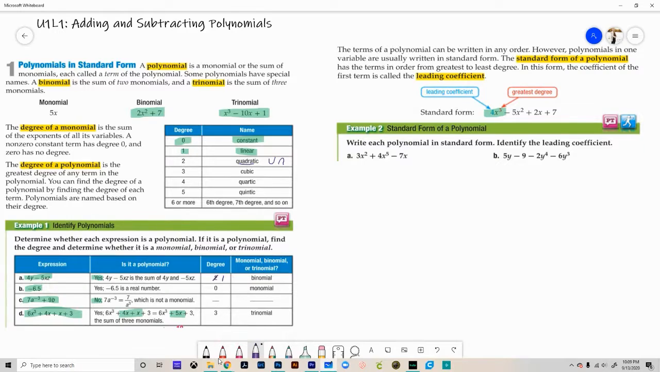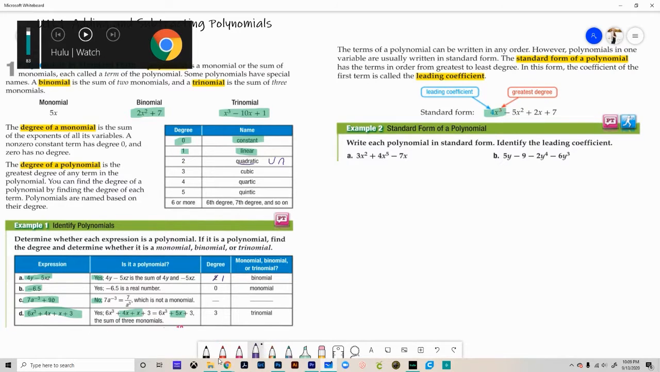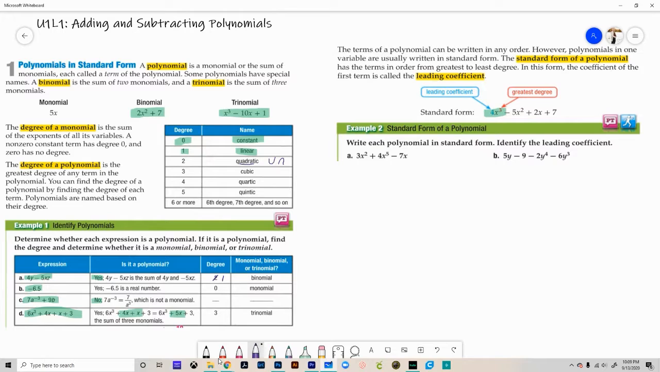Example 2 is going to ask us to write each polynomial in standard form and identify the leading coefficient. If you guys are wanting to pause your videos and try these on your own, please feel free to do that. Rewind, fast forward, whatever you need to do to be successful.